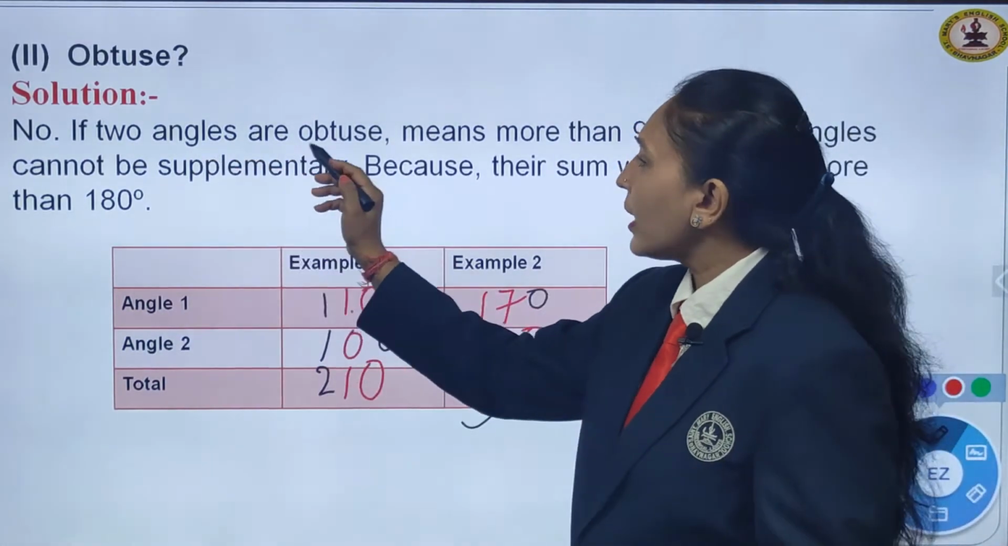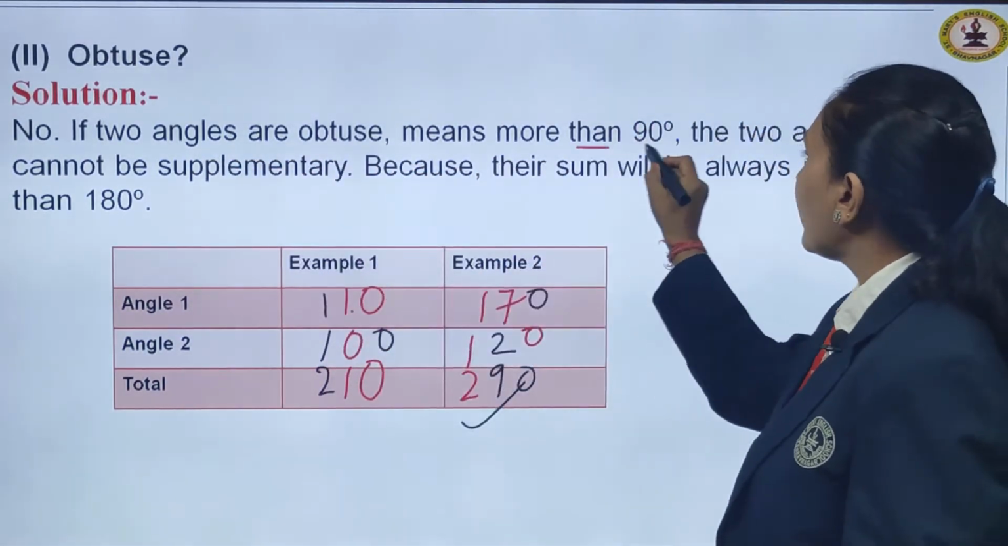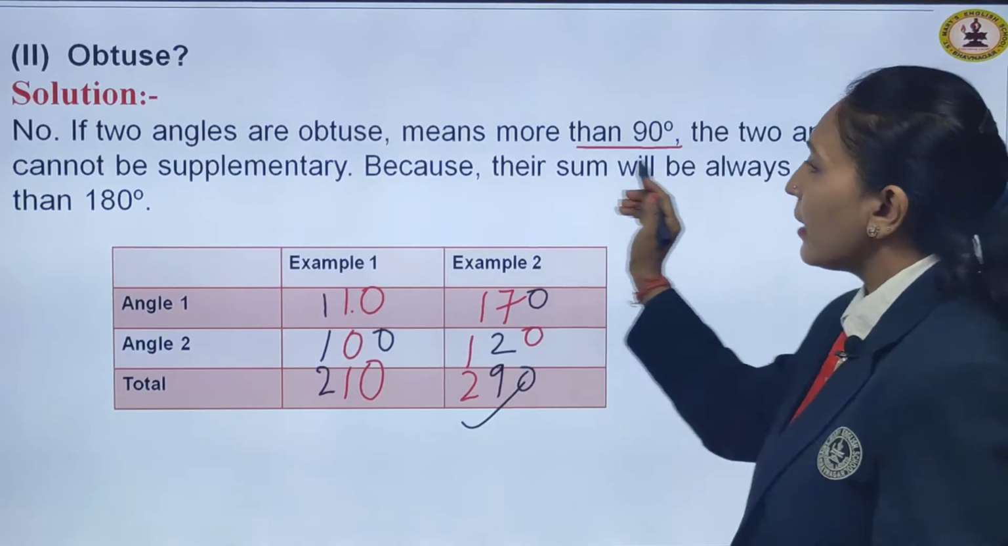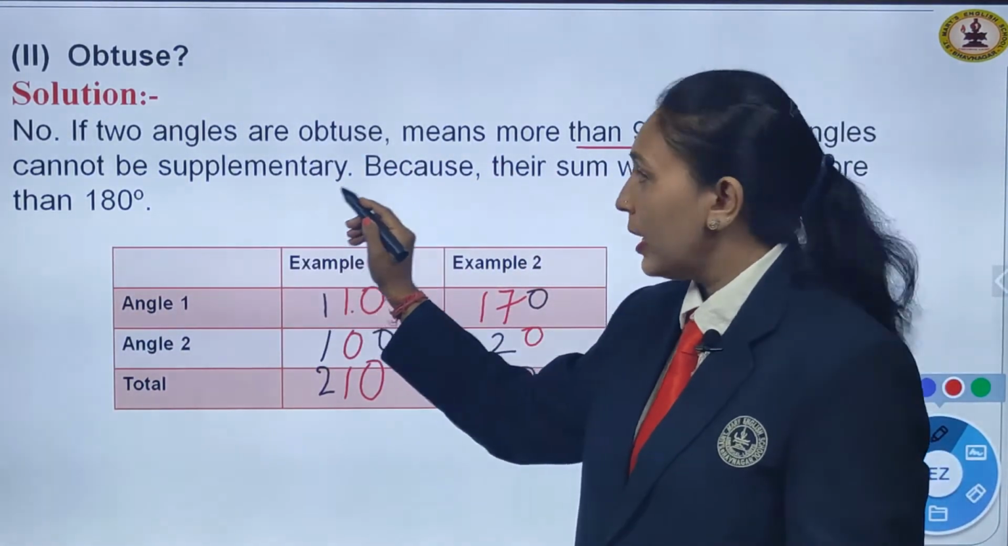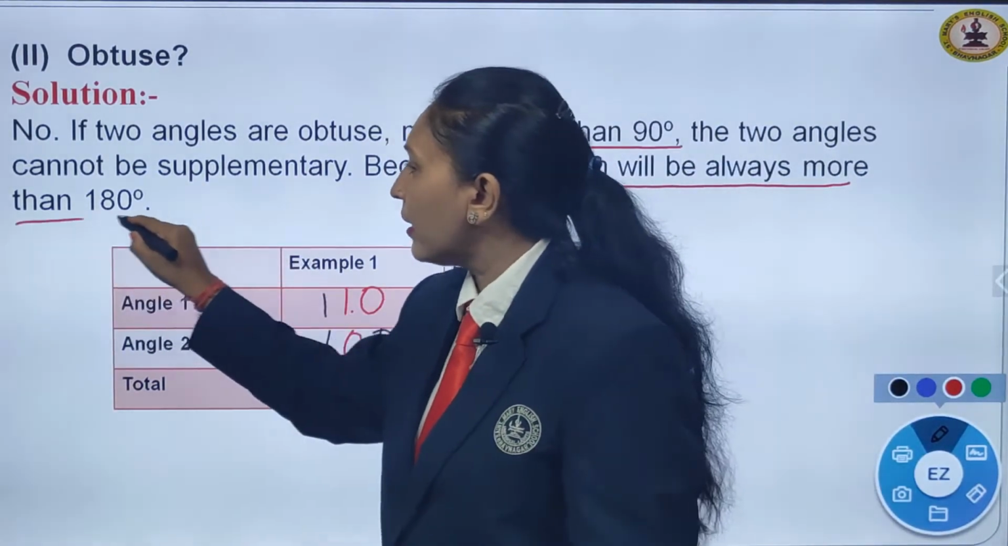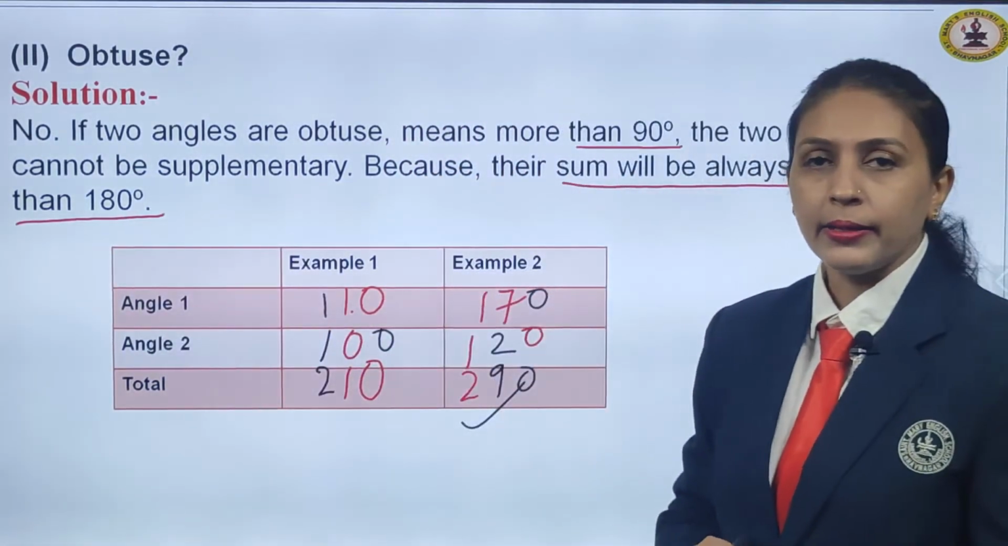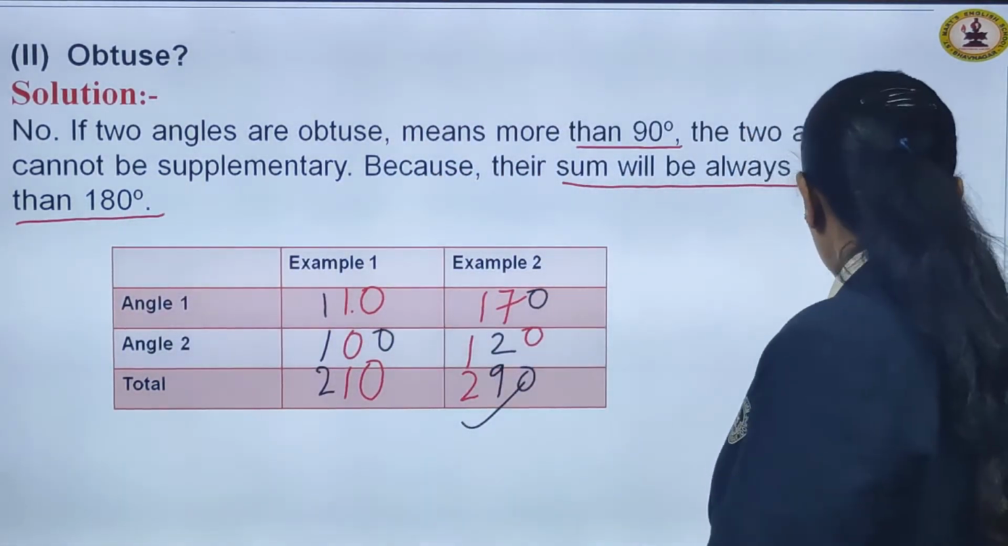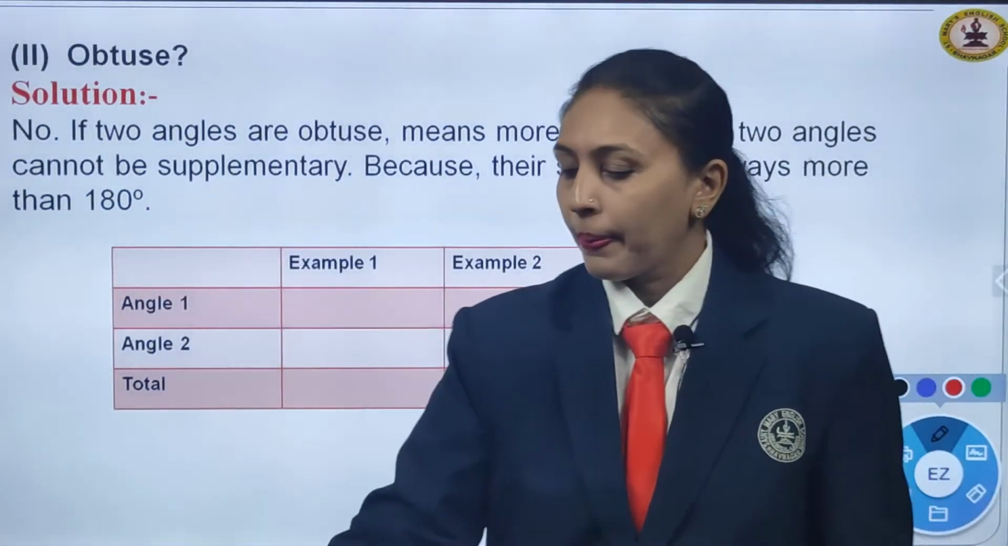Because if two angles are obtuse, meaning more than 90, the two angles cannot be supplementary because their sum will always be more than 180 degrees. Is this clear? Now let us see one more question with the same.